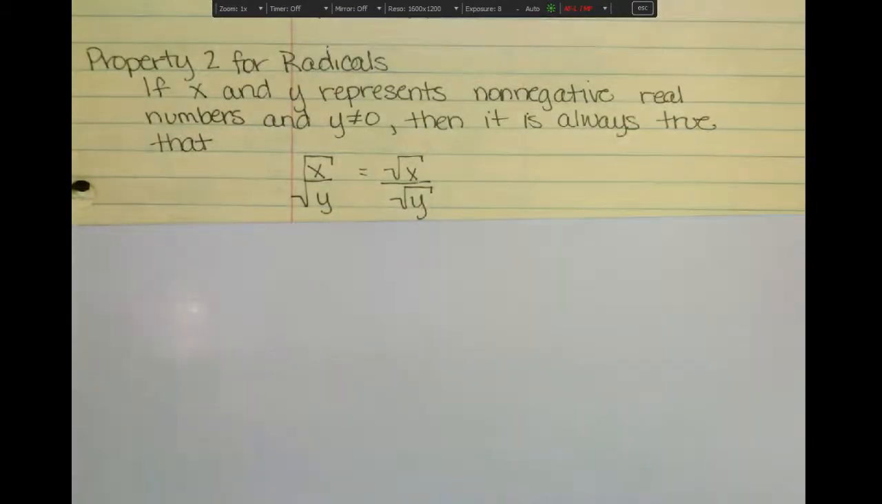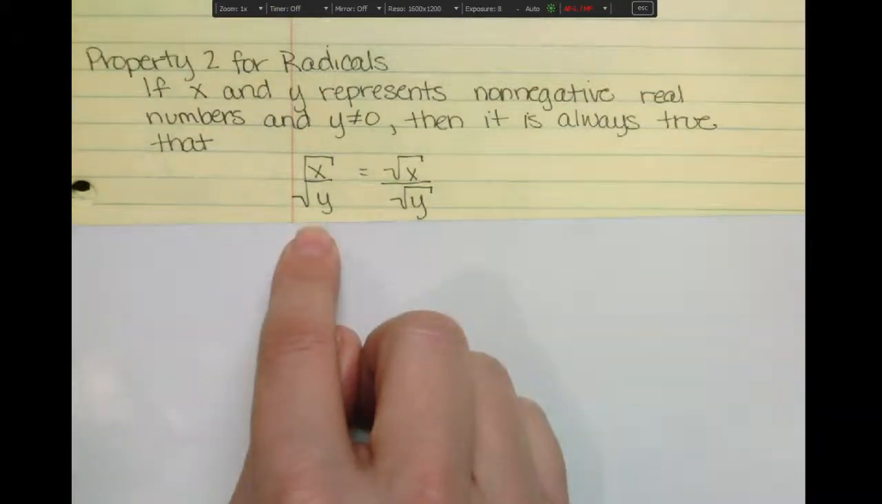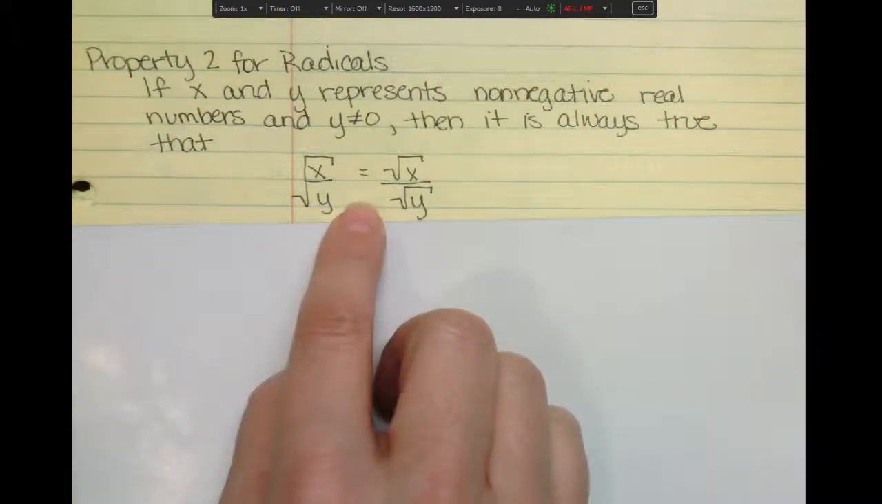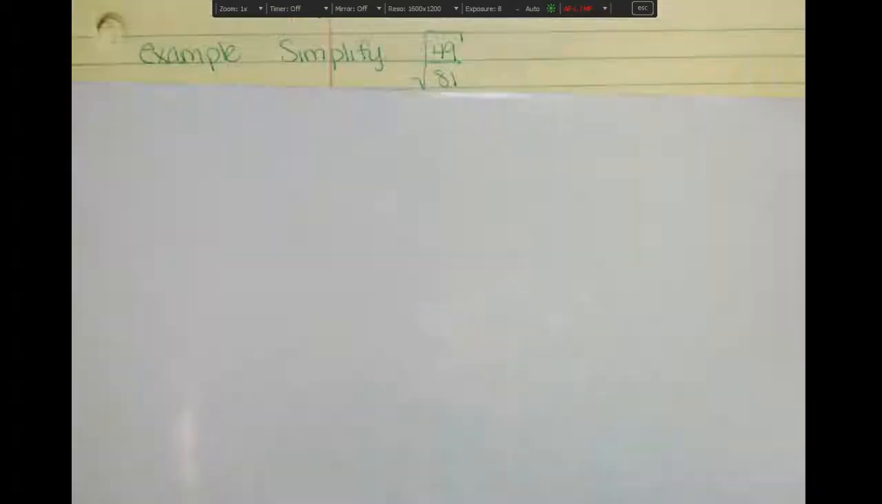Property 2 for radicals. If x and y represent non-negative real numbers and y is not 0, then it is always true that the square root of x over y equals the square root of x over the square root of y. Using our new property 2, let's simplify the square root of 49 over 81.